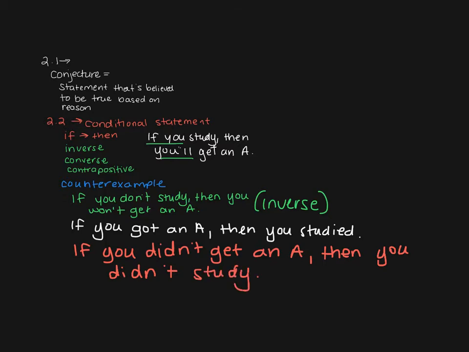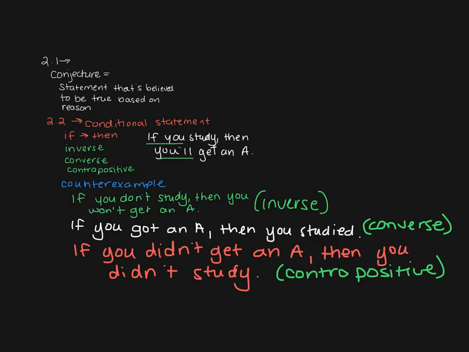So the second one was the converse, where you switch the order. And the last one is the contrapositive, where you switch it and change it. So if you think about the fact that contrapositive is the longest word out of those, that's the one that you do the most work. You have to switch it and you have to change it.